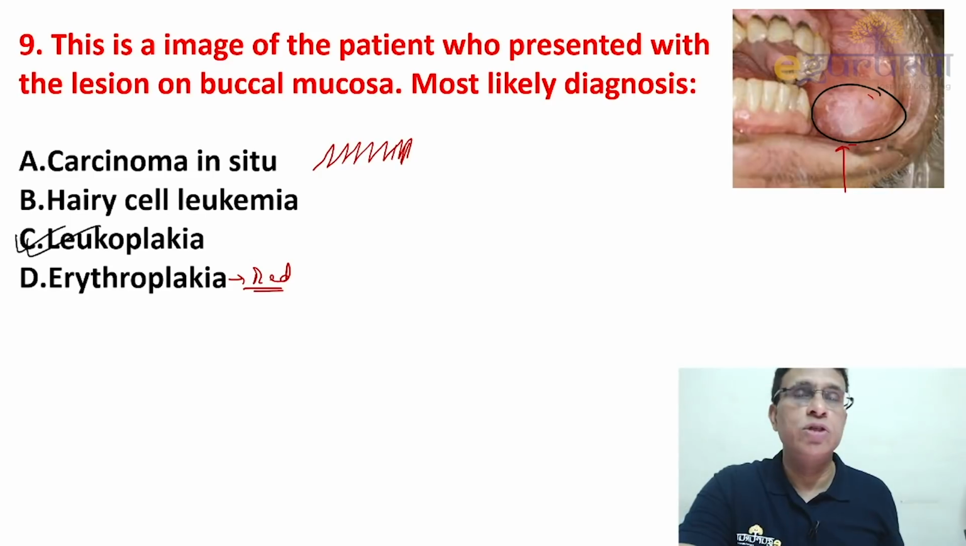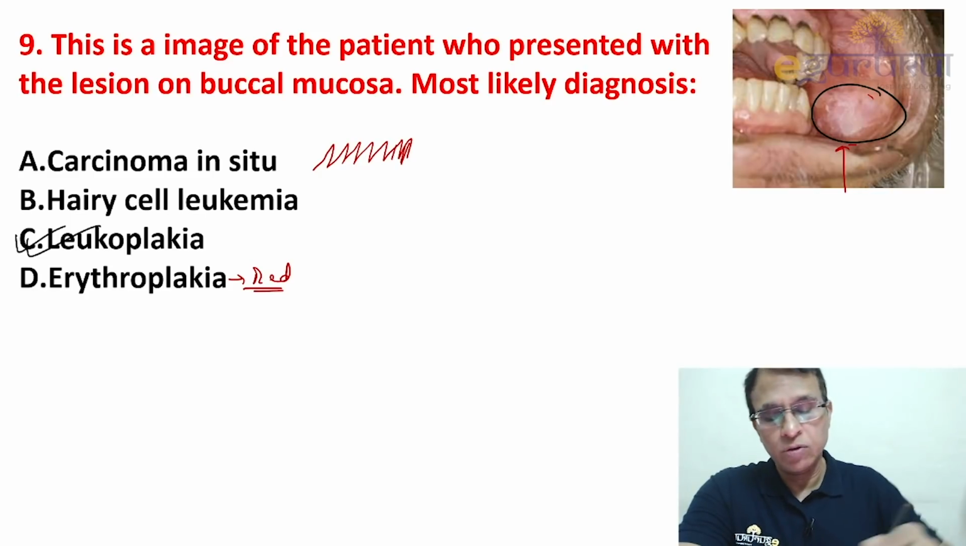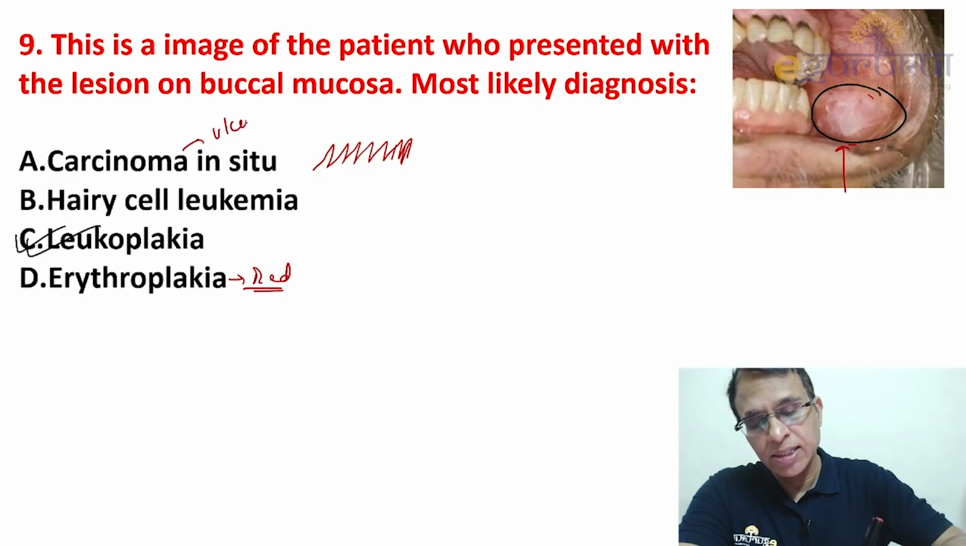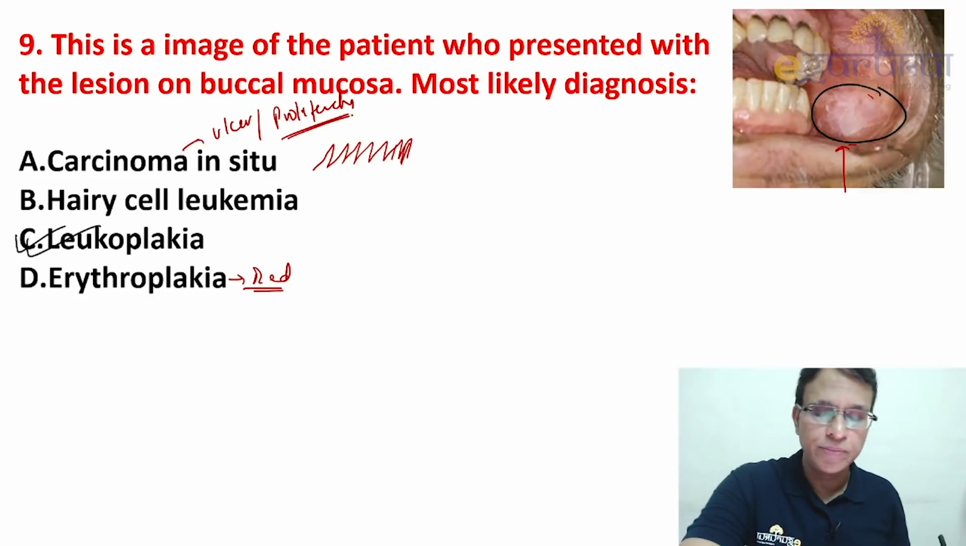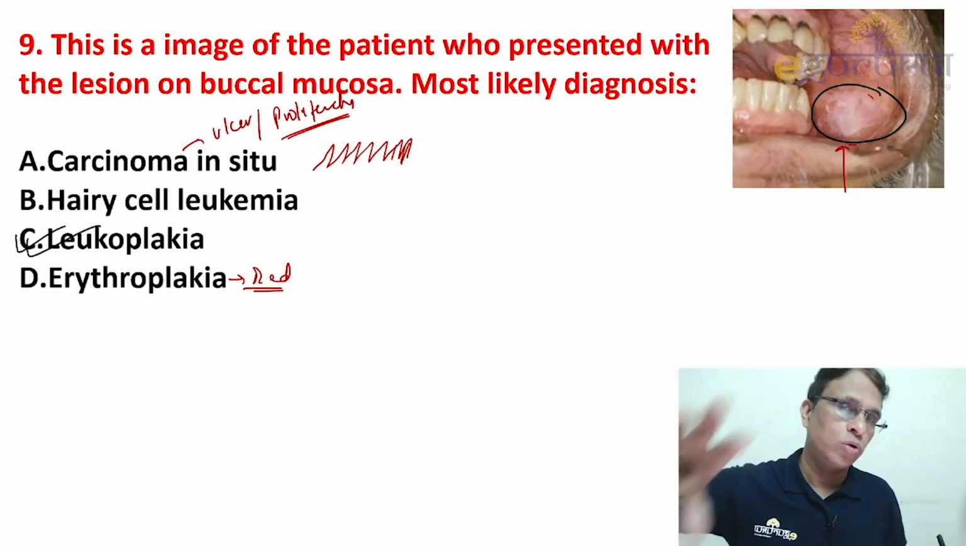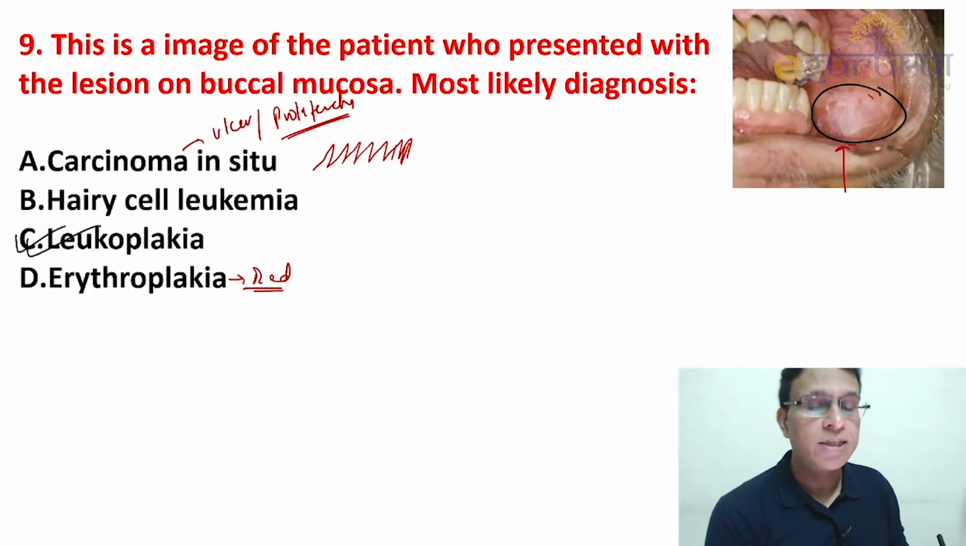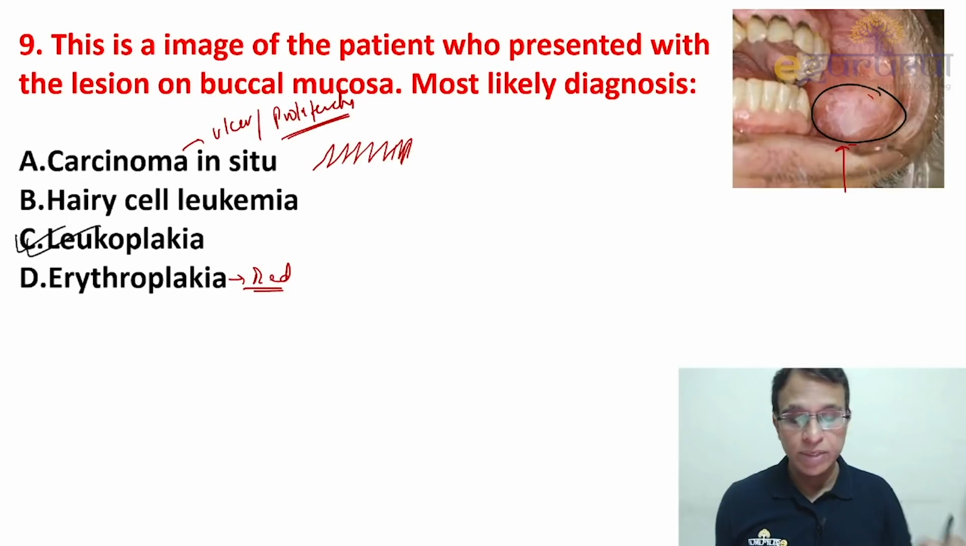And carcinoma in situ is, of course, an ulcer. Carcinoma will present like an ulcer or a proliferation. It's like a growth, a nodule, proliferation, a nodule or a growth or an ulcer. Hairy leukoplakia, like I said, has a serrated margin. I'll show you the image of that.